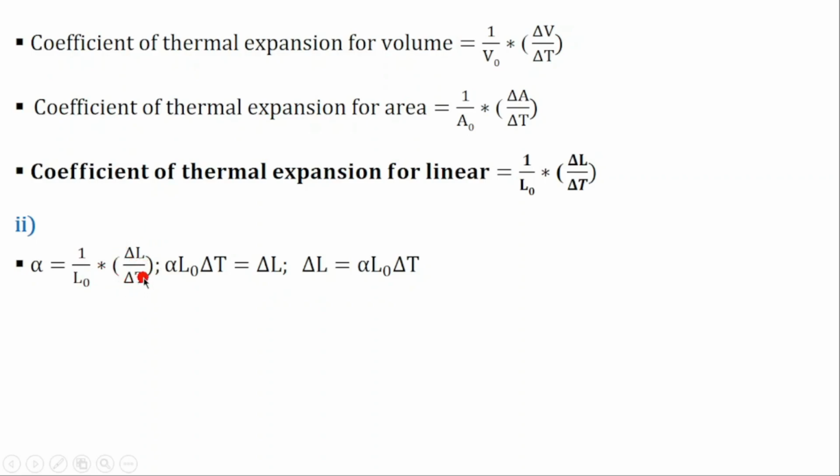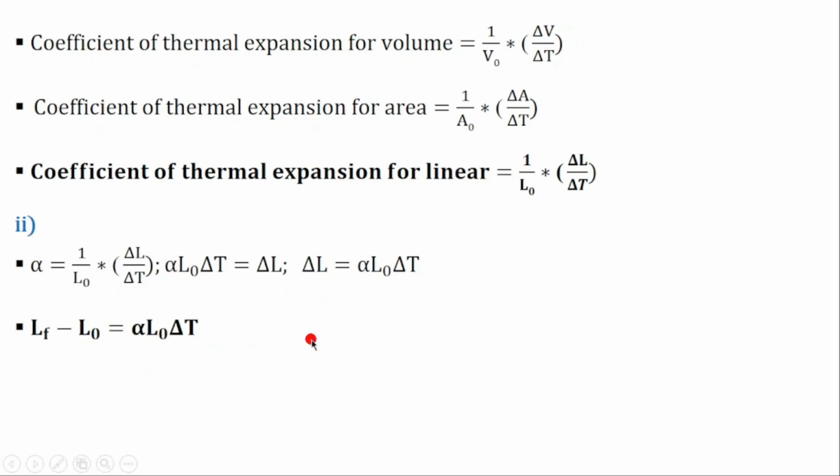That means alpha times the initial length times dT will be equal to the change in the length. So the change in length is equal to alpha times the initial length times the change in temperature. When we are dealing with delta L, that means the final length minus the initial length, which will be equal to alpha times the initial length times the change in temperature. So you can then put in the values.